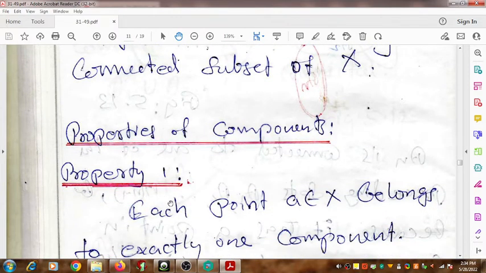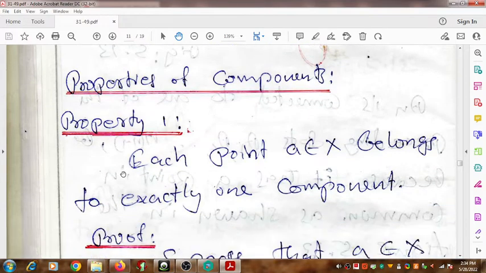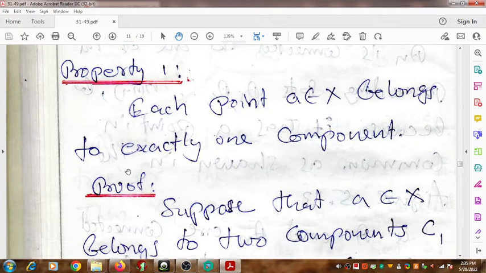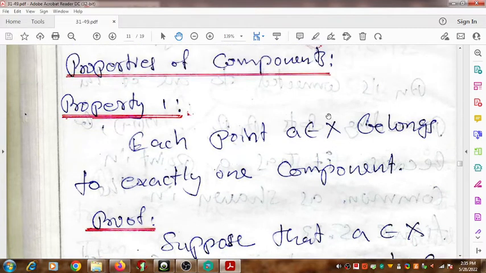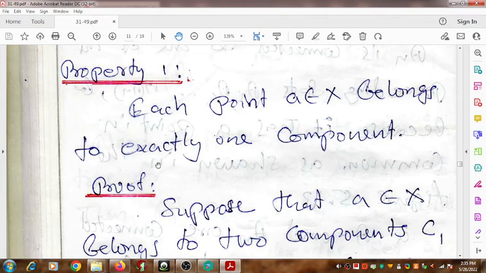We have some properties of the components to discuss now. Property 1: each point A in X belongs to exactly one component. We have the topological space X, and each point A of X must belong to exactly one component. That means if A is a point of the topological space, then A cannot be a member of two different components of the topological space.